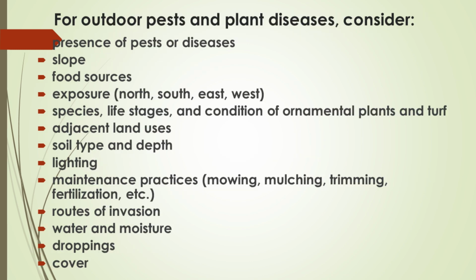For outdoor pest and plant diseases, consider presence of pests or diseases, slope, food sources, exposure, north, south, east, and west, species, life stages, and condition of ornamental plants and turf, adjacent land uses, soil type and depth, lighting, maintenance practices, mowing, mulching, trimming, fertilization, etc., routes of invasion, water and moisture, droppings, and cover.